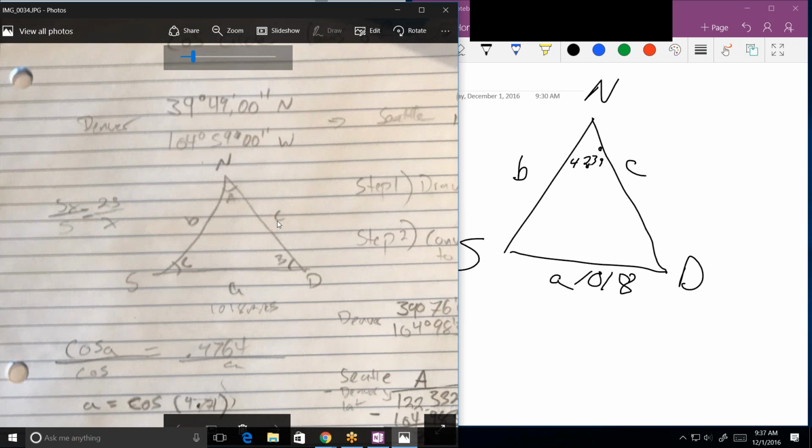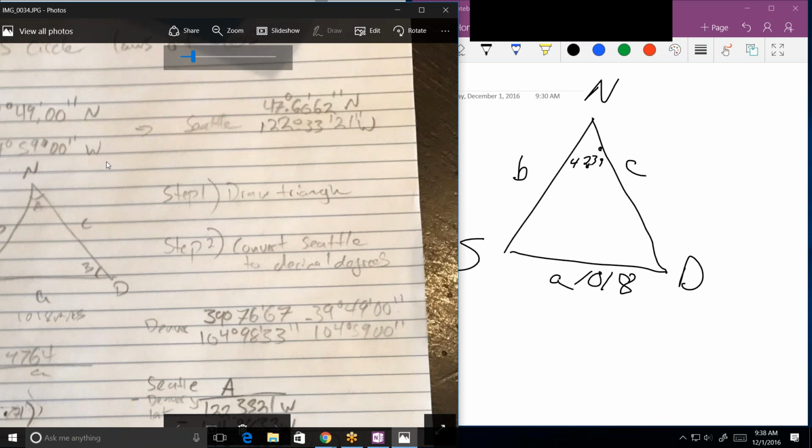In other words, Denver's longitude is 39 degrees, 49 minutes, and 0 seconds north of the equator. Its latitude is 104 degrees, 59 minutes, and 0 seconds west of the meridian. Okay, so that makes sense. I got it. Now, what we do with that, I'm not sure.